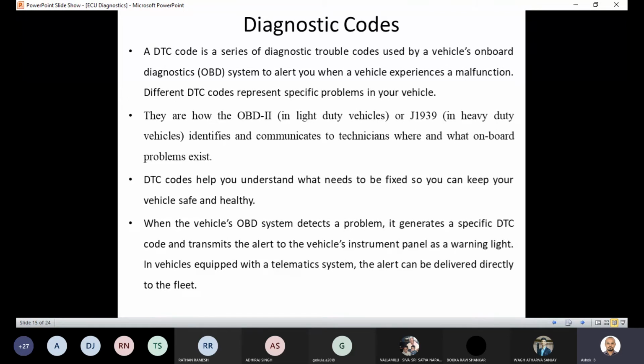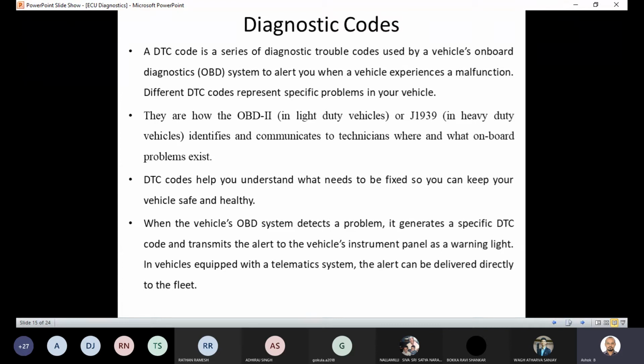Now, OBD2 in the case of light duty vehicles uses the J1939 standard. As I told you, in light duty vehicles the connection between the ECU and the diagnostic port, the OBD port, happens either with the help of CAN communication or with the J1939 standard communication. Those are the standard protocols, and through them technicians can connect a laptop or scanning tool to identify what fault exists or has happened.